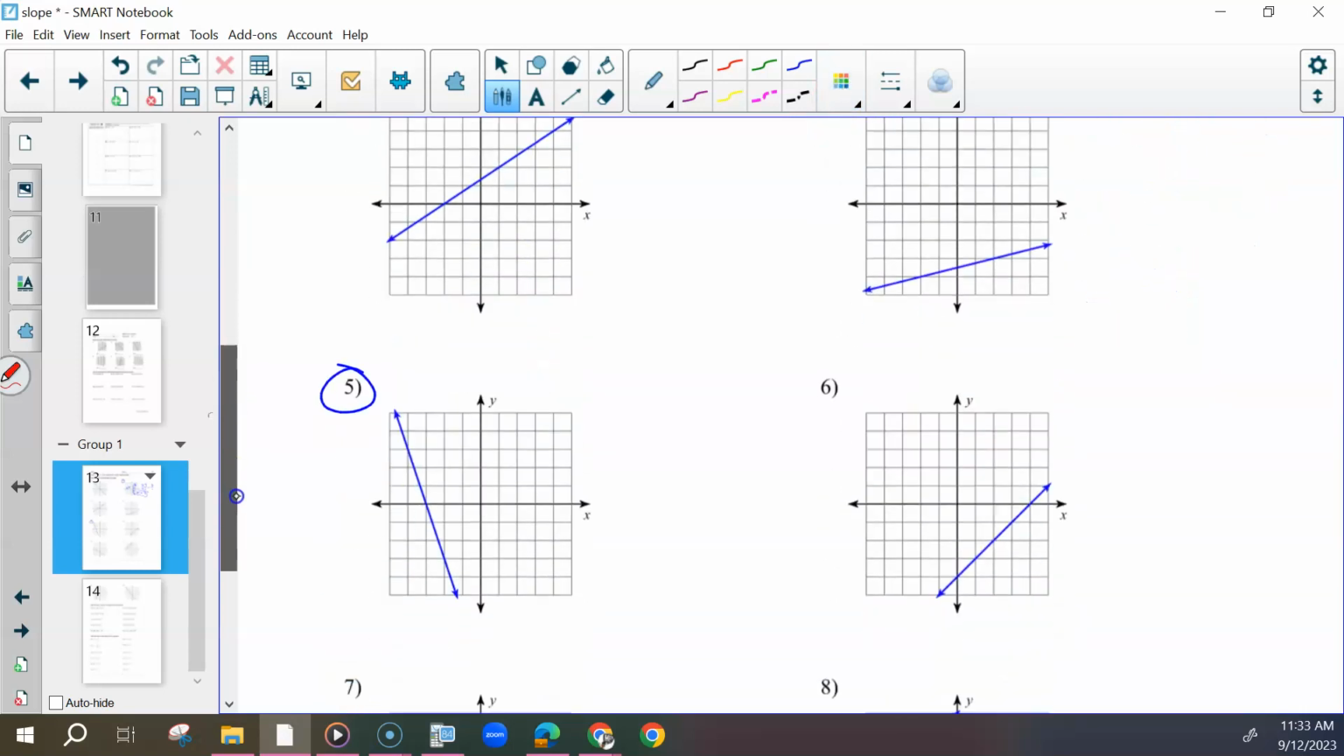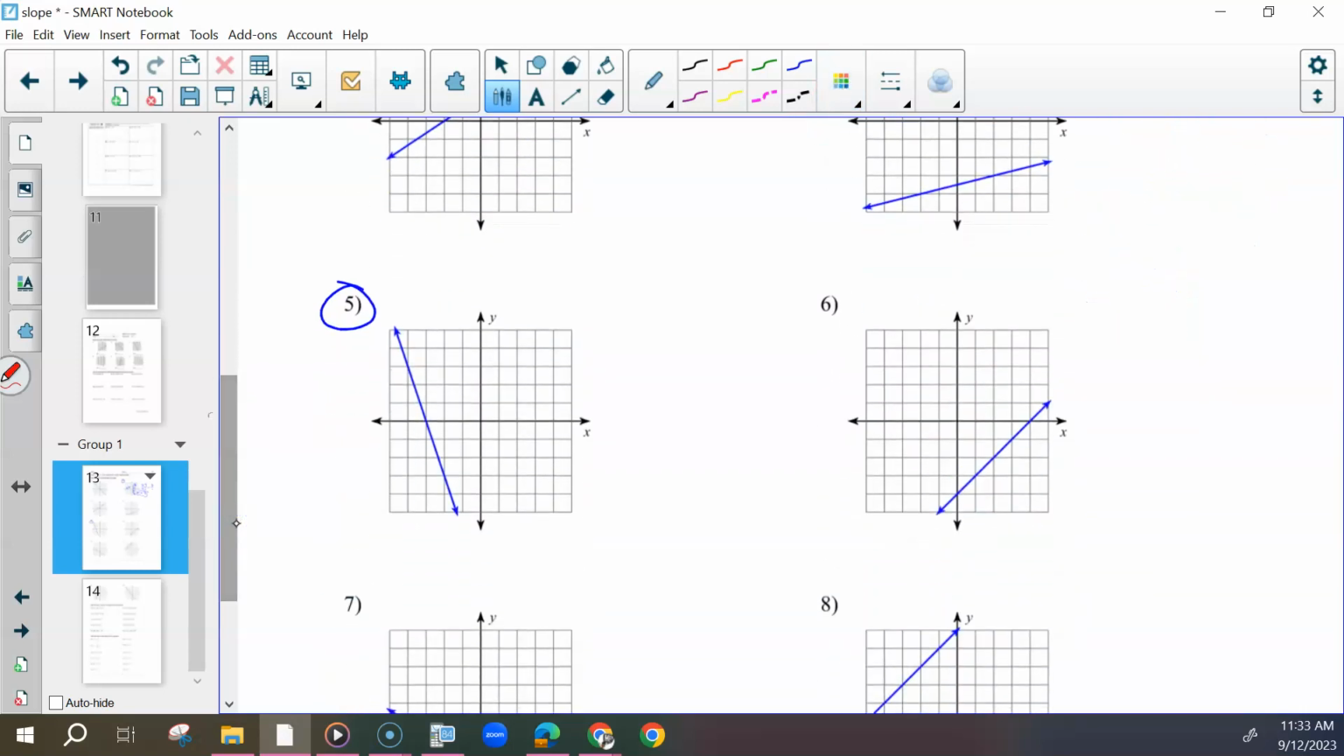Okay, number 5 I said we're going to do. So give me the 2 ordered pairs where you see 2 points. Yeah, 3 on the X, negative 3. So negative 3, 0 would be 1. You need 1 other. And there are multiple.